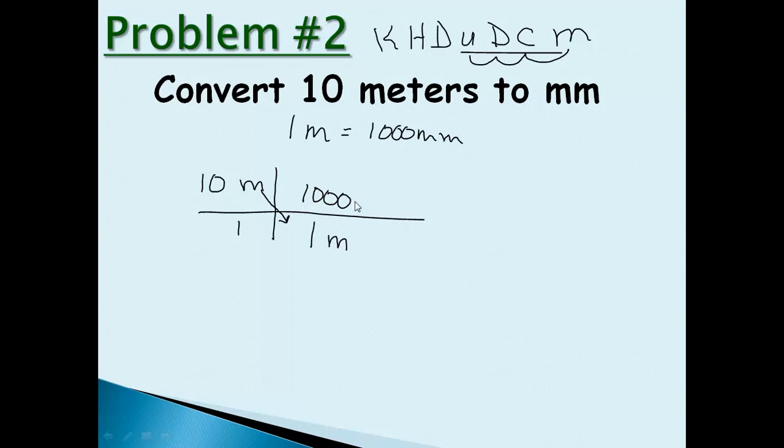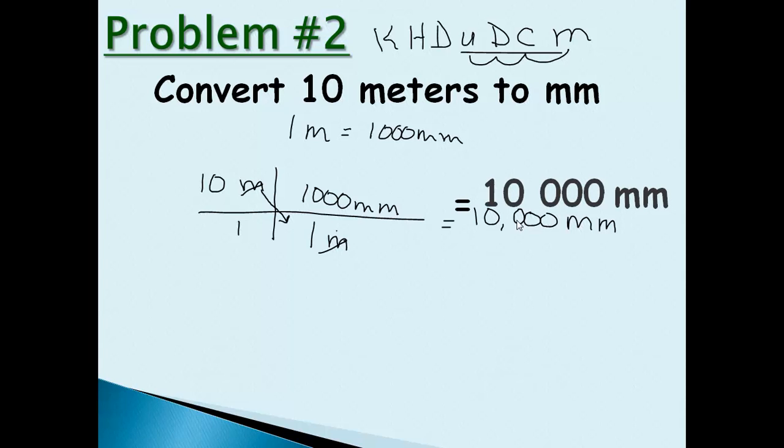1,000 millimeters on the top. Units cancel out. 10 times 1,000 is 10,000 millimeters in 1 meter.